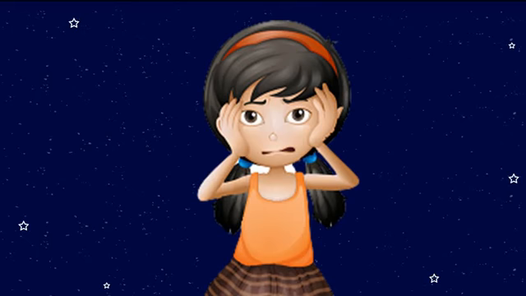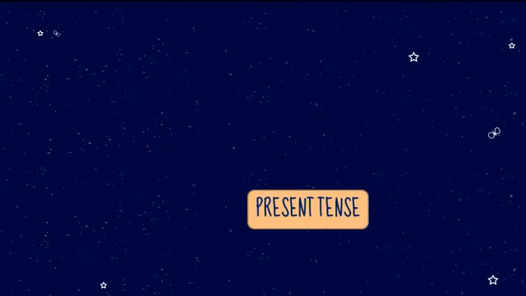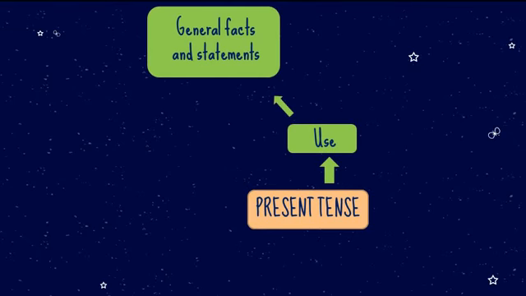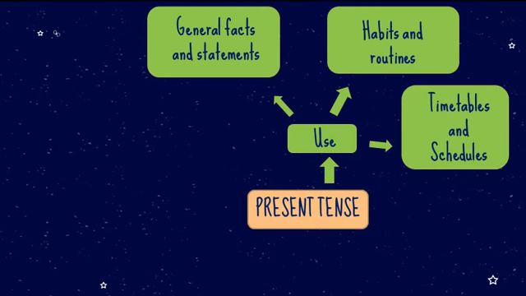Whew, so much to learn. But don't worry, let's revise everything with the help of our mind map. So, we were talking about present tense. Let's look at its uses. We use it for general facts and statements, habits and routines, timetables and schedules.